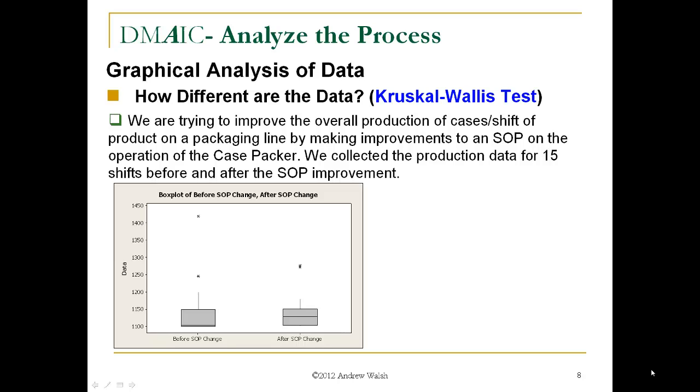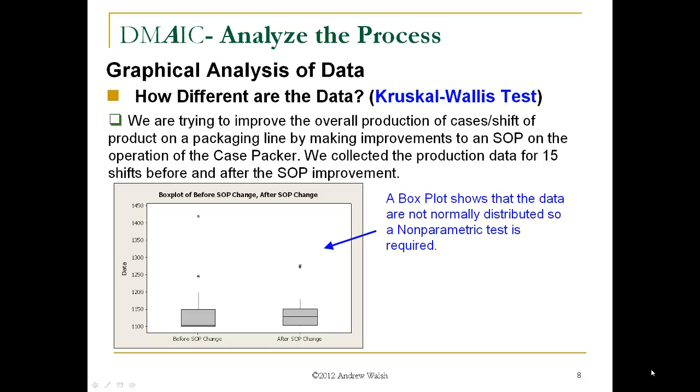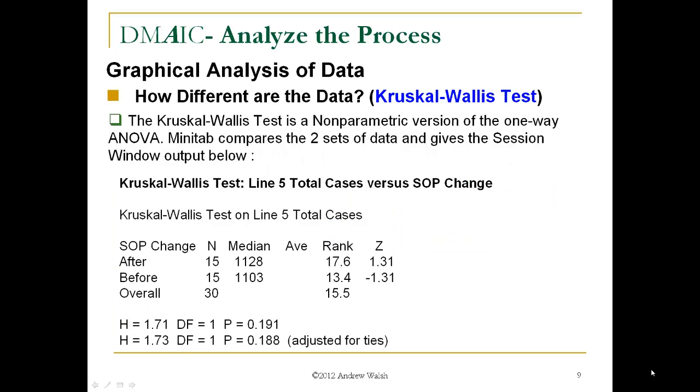Now, how different are the data? We'll look at the Kruskal-Wallis test. In this case, we're trying to improve the overall production of cases per shift of product on a packaging line by making improvements to an SOP on the operation of the case packer. We collected the production data for 15 shifts before and after the SOP improvement. A box plot shows that the data are not normally distributed, so a non-parametric test is required. The Kruskal-Wallis test is a non-parametric version of the one-way ANOVA. Minitab compares the two sets of data and gives the session window output below.